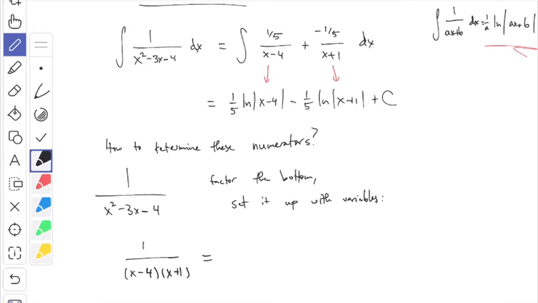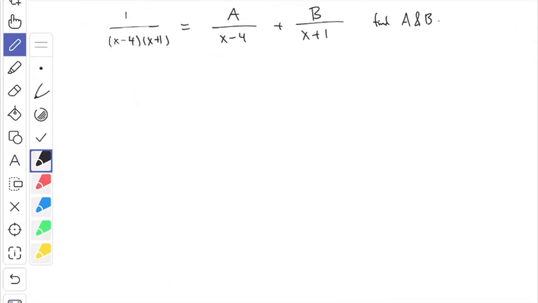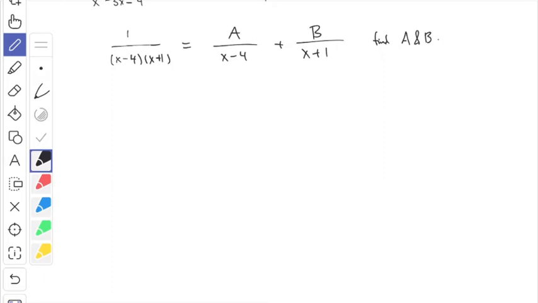Okay, anyway, what I said was factor the bottom, set it up with variables. So what we're looking for is like this. We're always going to just use A's and B's for these variables. This is how they write it in the book, so we might as well. This is our goal, and it remains to solve for A and B somehow. All right, our job is to find A and B. Can we do it? Yes, we can. On the right side there, with these variables in there, we're going to make a common denominator and add these fractions.